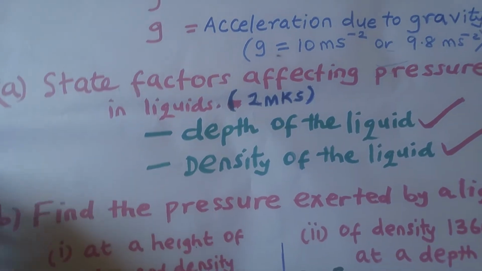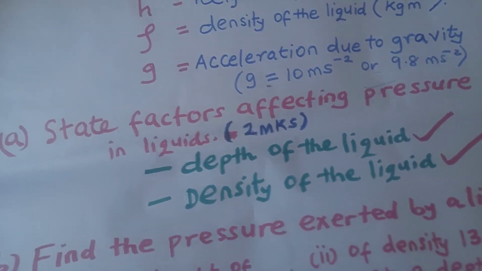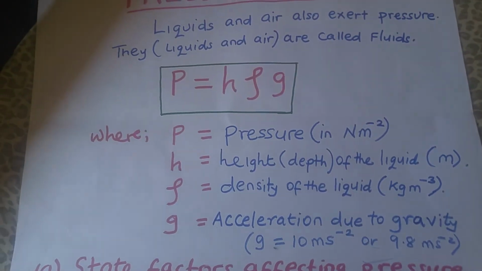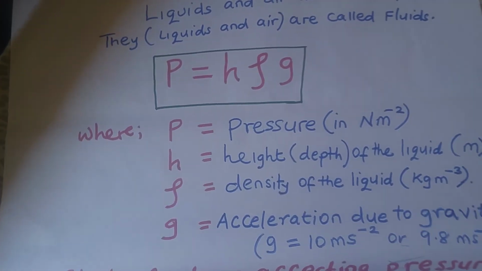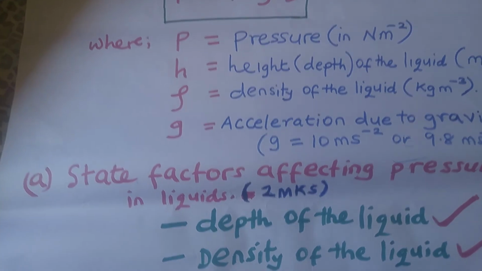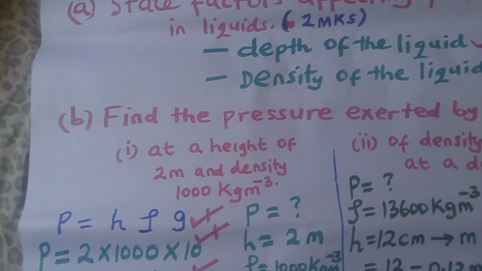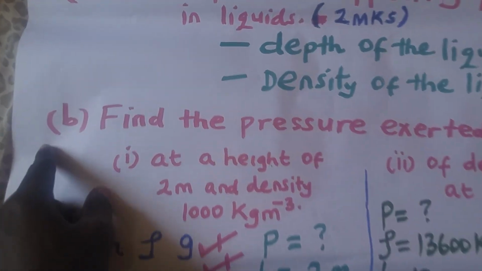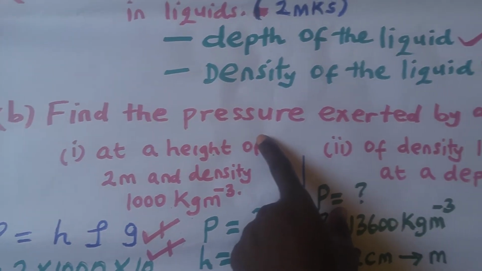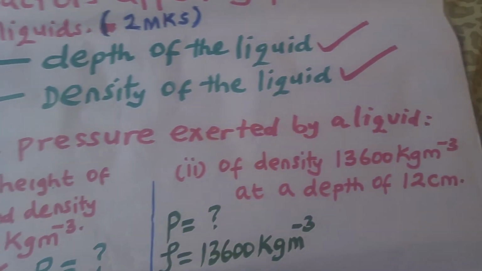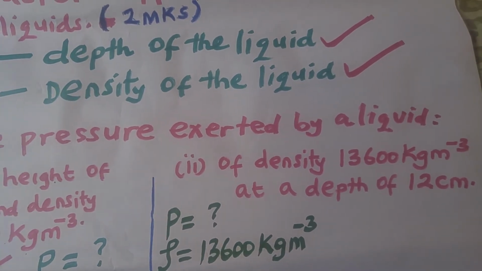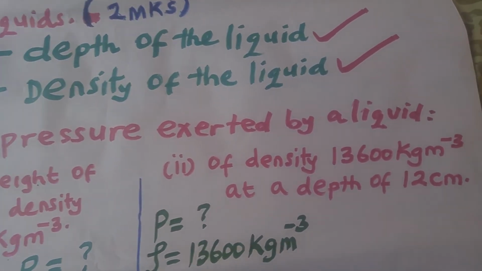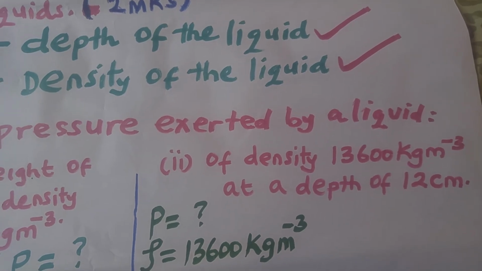Okay? Now, using that equation, I want us to try to do some calculation. Let us see how we can calculate pressure in liquids. That is part B. Find the pressure exerted by a liquid. If they had said find the pressure exerted by a solid, the formula would be force over area. Pressure is force over area.